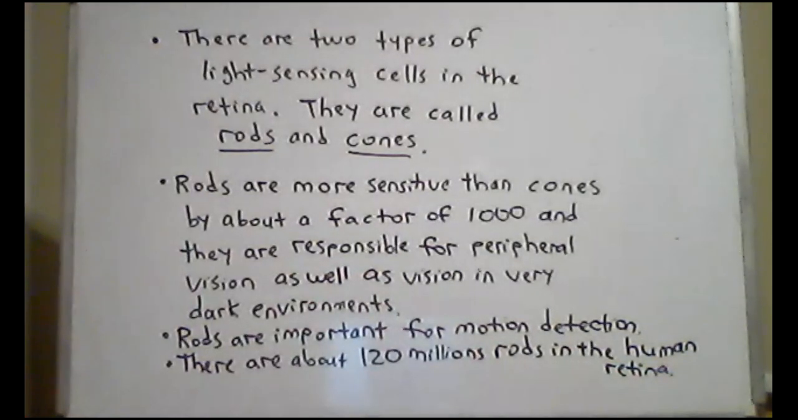Again, we have two light sensing photoreceptor cells in the retina, rods and cones. Rods are much more sensitive and more plentiful than cones. They're more sensitive than cones by a factor of 1,000. They are also responsible for peripheral vision and also vision in dark environments. Rods are also important for motion detection.